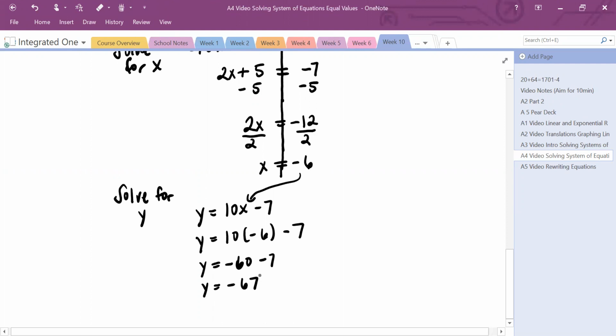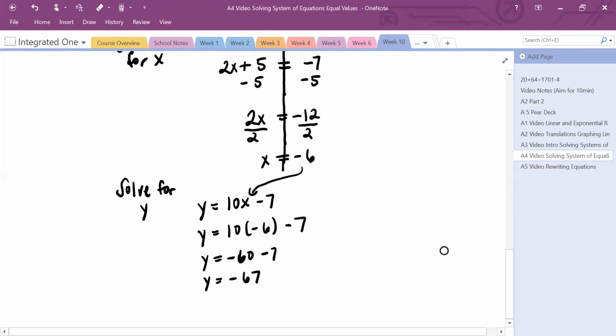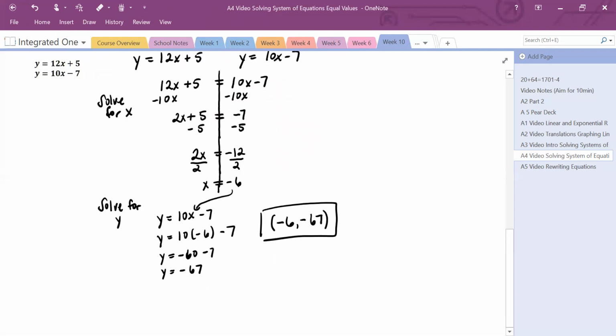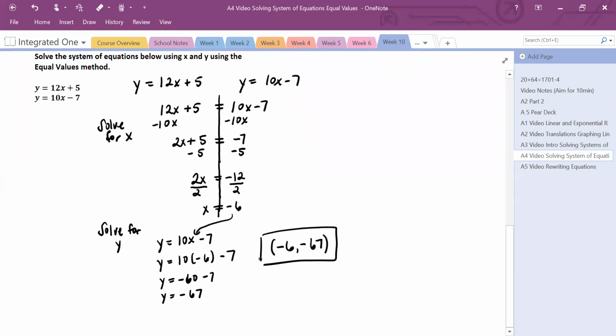And that's my answer. And how you'd write your answer is going to be as a coordinate point. Why is it a coordinate point? If you remember from the graph, it's where those 2 lines intersect. I think I called it a solution, but this is my answer. If I was to graph these 2 lines, this is where they would intersect.